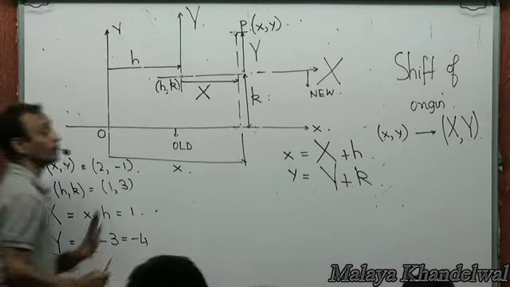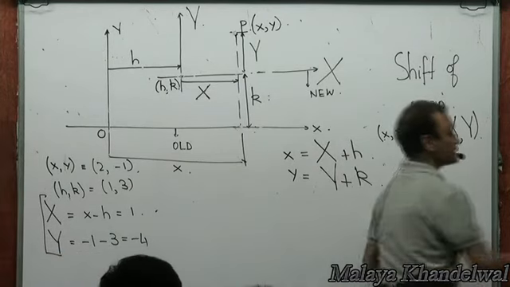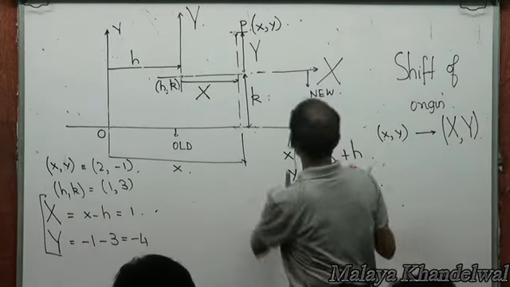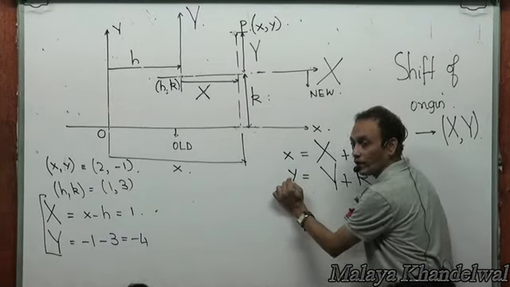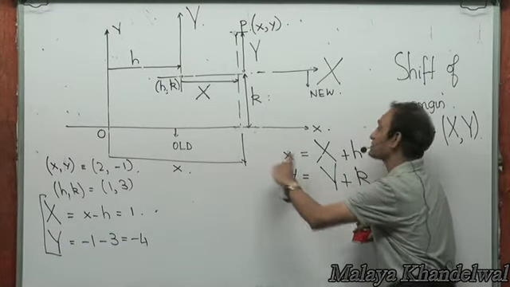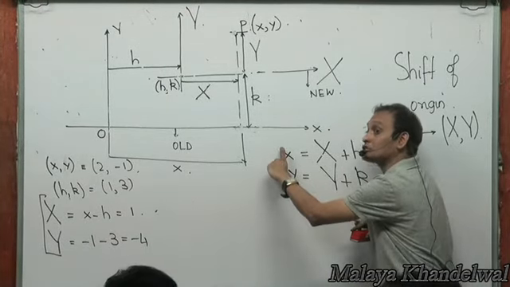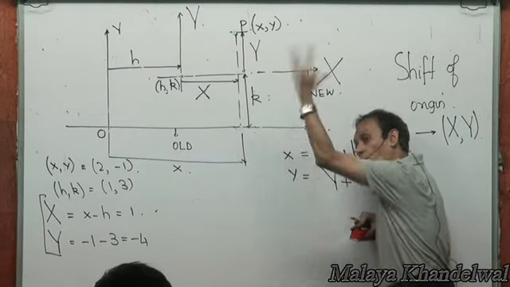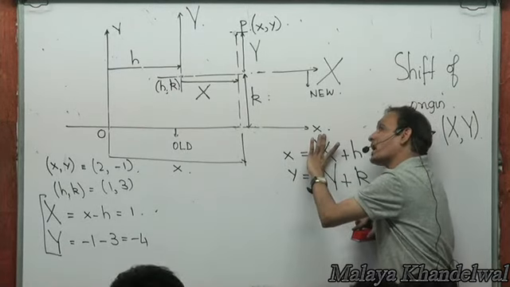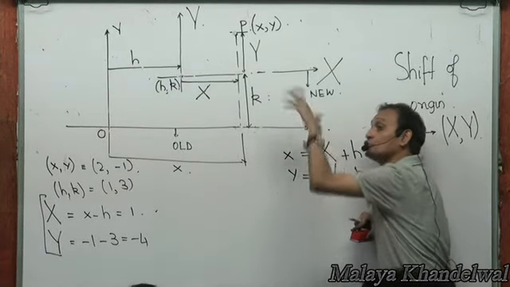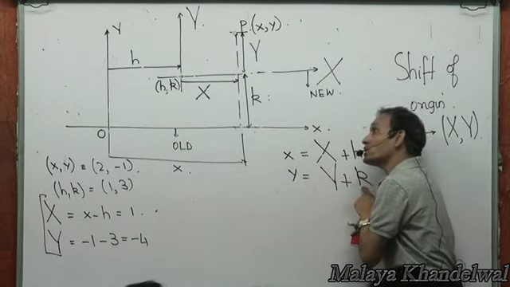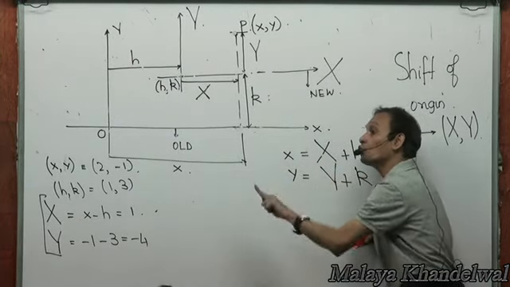Now, the objective is a little different. You understand this transformation, how to go from small x, y to capital X, Y. Small x, y are the coordinates of the point P in the old system. Capital X, Y are the coordinates in the new axis, and h, k is the position of the new origin referred to the old axis.